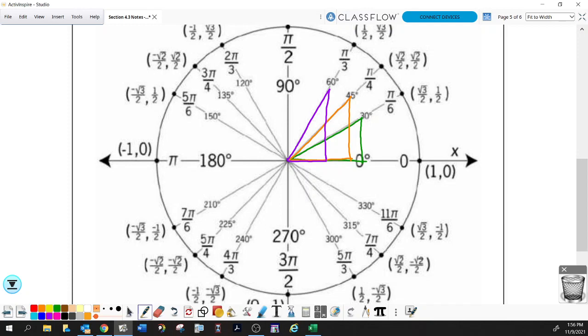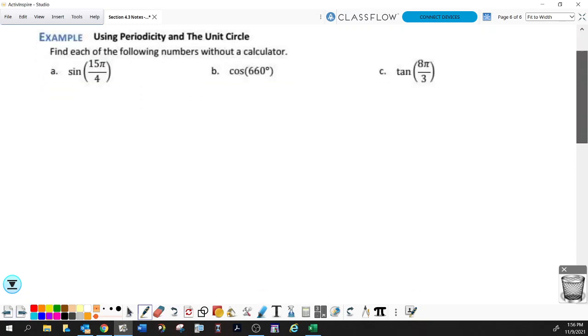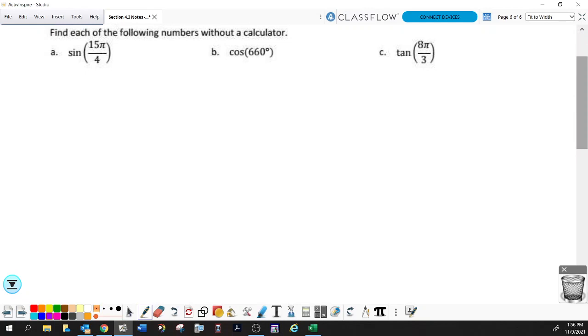Which brings us to these last examples. Unfortunately, one of them is in degrees. Hey, but you know what? No system is perfect, so we'll have to do one in degrees. We're going to evaluate these without a calculator using our knowledge of special right triangles and periodicity.